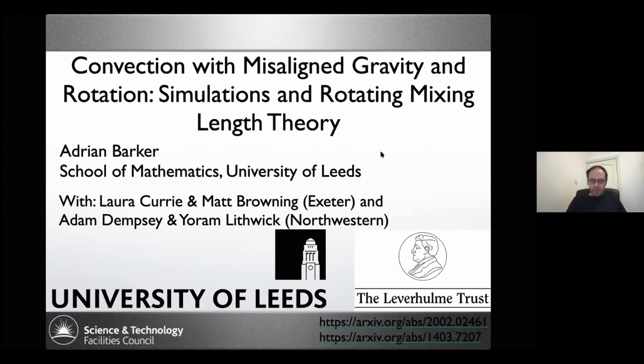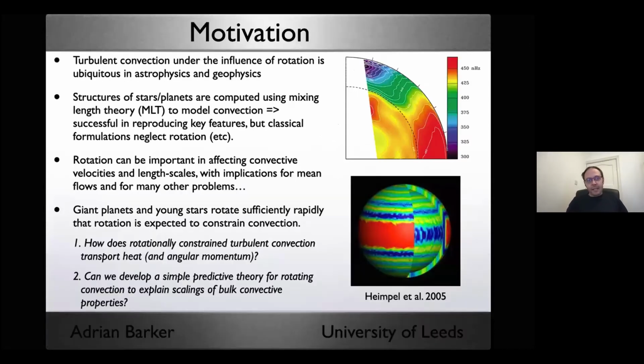I understand this is a turbulence audience and not as such a convection audience, so please interrupt if you have any questions about the problem. The motivation is that turbulent convection is influenced by rotation in many problems in astrophysics and geophysics, so in planets and stars. In astrophysics, the structures of stars and planets are often computed using a simple theory to model convection called mixing-length theory, which is essentially a diffusion-free theory that has been very successful in modeling the key features of stars and planets, but the classical formulation neglects many effects, including rotation.